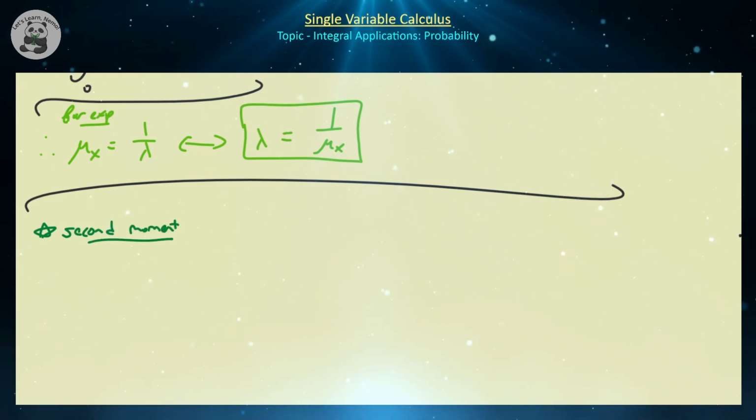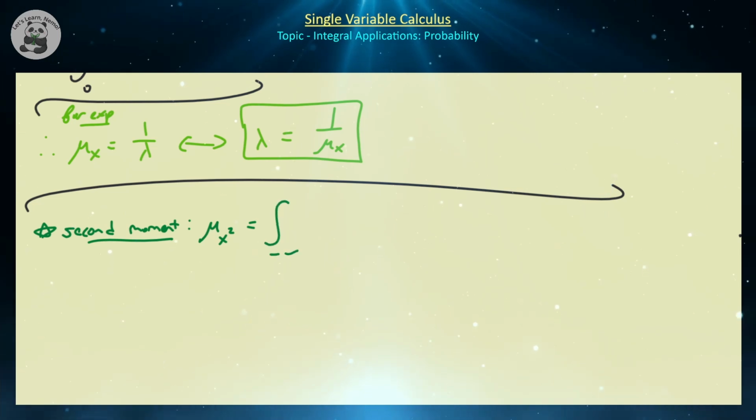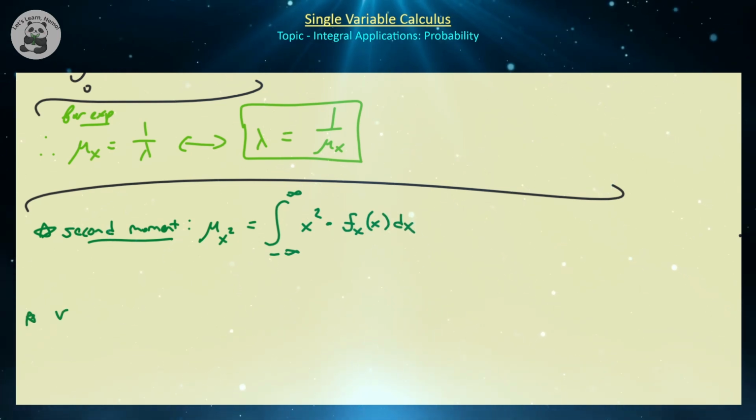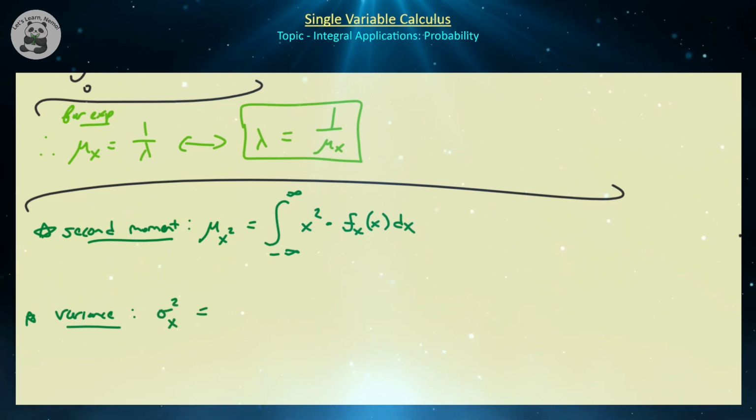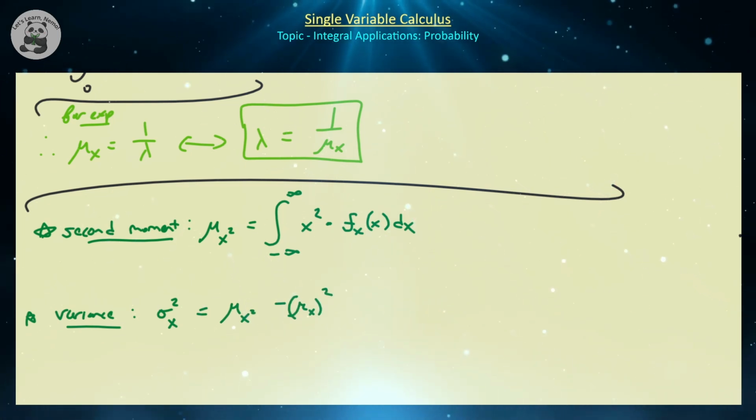The first one is called the second moment of a continuous random variable, which some people will abbreviate by mu x squared, which can be found by doing the integral from minus infinity to infinity of x squared times the probability density function. And another one is called the variance of a random variable, which some people will abbreviate by sigma squared of x. And this is found by doing the second moment minus the mean of x squared.